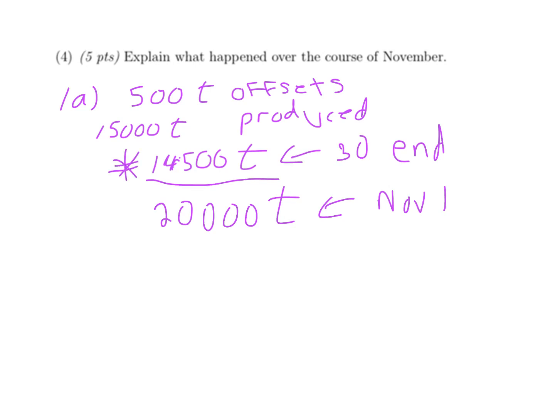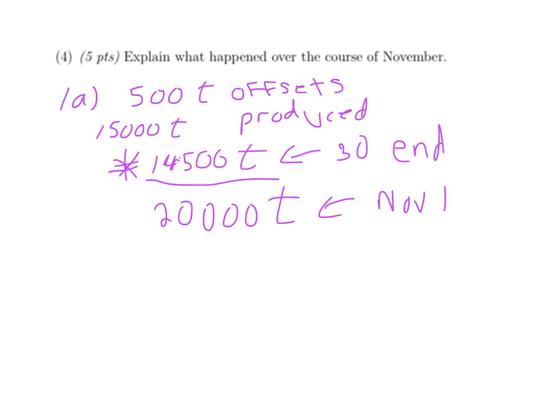And so if those were the numbers that we were working with, and again, this number here is not correct, then I would make the conclusion that we have reduced the gap between our actual emissions and our offsets over the course of the month, so that the rate of change of the produced carbon is decreasing throughout the month, because the gap is closing.